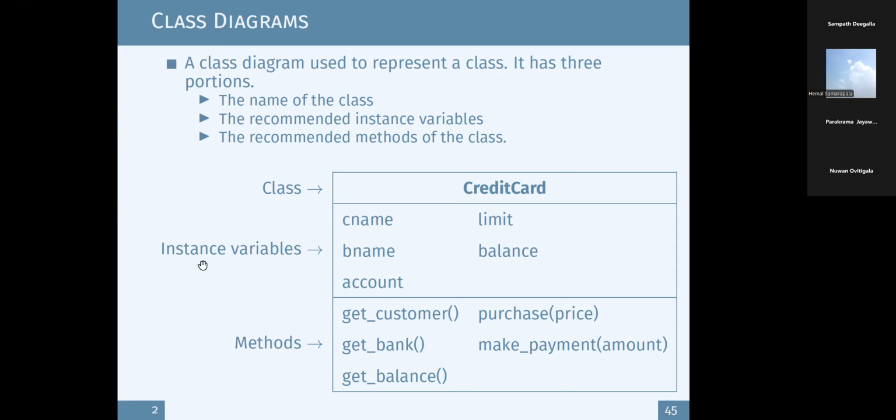Those are the information that I want to keep with the credit cards. Those are what we call instance variables. Then we can have a set of methods. These methods can be used to work with the credit cards. For example, you can have methods for getting information about the customer, bank, and balance. Then you can make purchases, and you can settle the due amount using make payment. So these are a set of methods that we can define to work with credit cards.